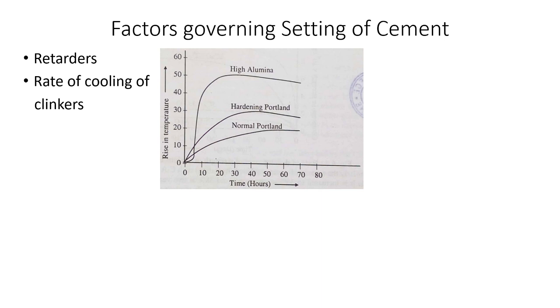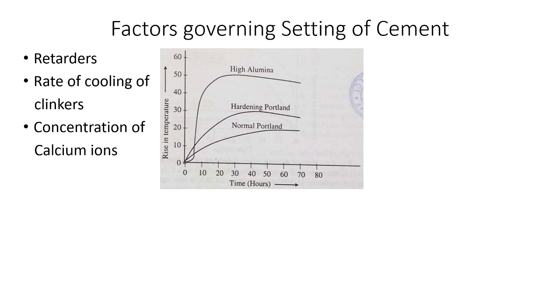Slow cooling produces needle-shaped C3A hydrate in a very short time. Fast cooling does not produce such crystals on hydration, so it forms a film of dark amorphous material surrounded by cement grains. That also affects the rate of setting. So setting is affected by the rate of cooling of clinker.